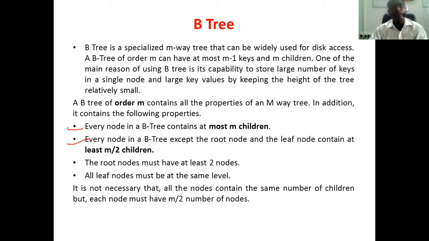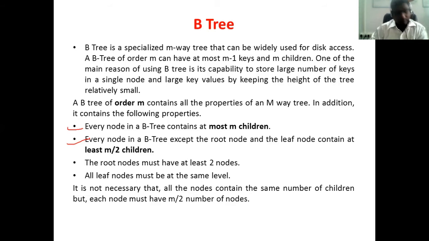The root node must have at least 2 nodes. Your root node must have at least 2 children. Your root node contains at least 2 nodes. After that, all leaf nodes must be at the same level. All the leaf nodes should be on the same level.